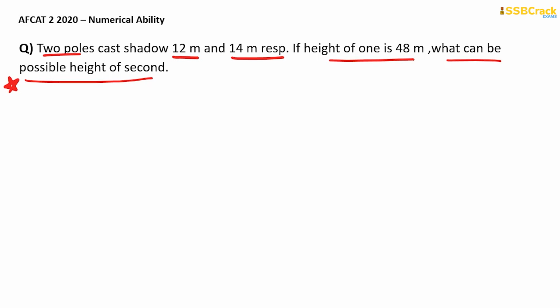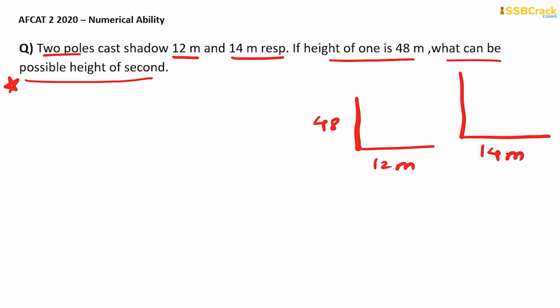Okay, so here they have given us two poles. There is one pole whose length we don't know, which we can also say in terms of height. We don't know the height, but we know the shadow length that it casts, which is given to be 12 meters. Okay, and there is another pole which casts a shadow of length 14 meters, and they gave us the height of one, that is 48 meters, the height of the first pole, and they asked us about the second pole's height. So we shall calculate the possible height of the second pole, based upon the height of the first pole and its shadow and the shadow of the second.